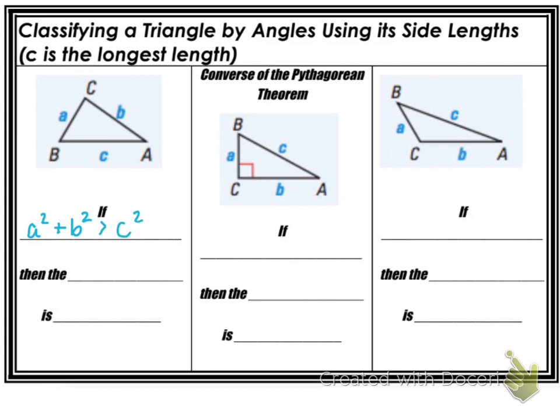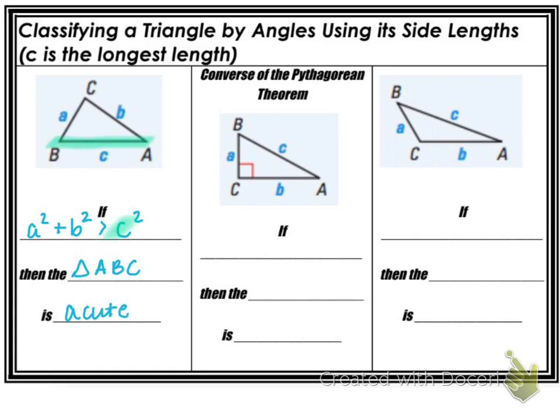Now we're going to classify a triangle by angles using its side lengths. So we're going to basically use the Pythagorean theorem here. We're just going to use different signs instead of an equal sign. So if a squared plus b squared, we want to see if that's greater than c squared. So a and b are going to be my shorter lengths in this equation. So a squared plus b squared is greater than c squared. If that's true, then triangle ABC is acute.